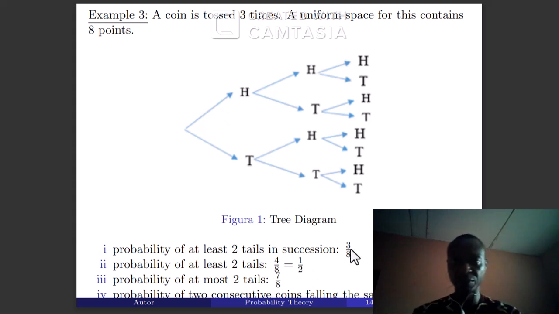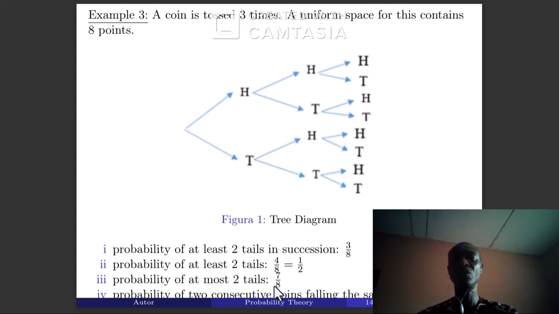But in succession, that is tails following each other. Here the first one, the tails follow each other, we have 1, this and this. Tails follow each other here, 1. This one does not follow each other. This one follows each other, 1, 2, 3. That is, you have 3/8.